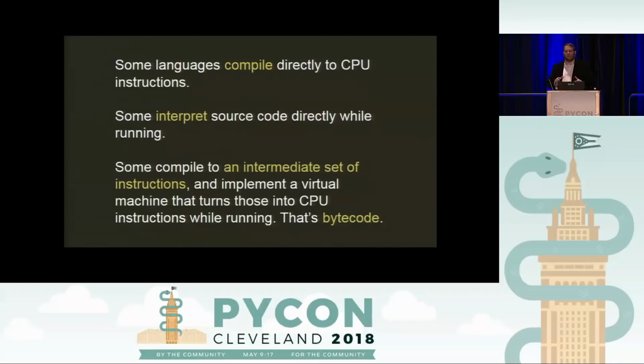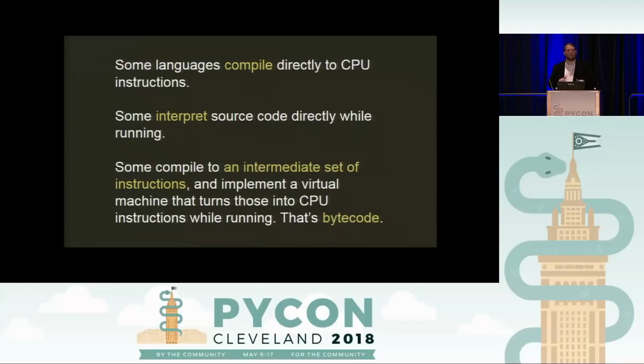Some languages, you just invoke the language itself with your program. It runs your program directly translating source code into machine code as it goes. We call that an interpreted language. People often say Python's an interpreted language. We talk about a Python interpreter. But there's actually a third way.